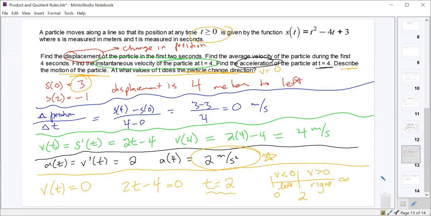We have to write a whole sentence explaining it, if you are asked to describe the motion of a particle. Sometimes they've gone away from asking about descriptions of the motion of the particle in the free response on the AP test, but it's still a possibility that they might. So you'd want to write it out, two or three sentences.